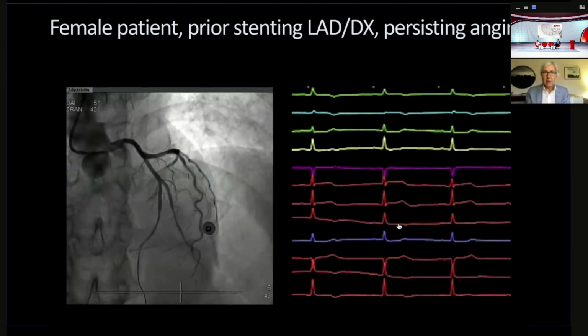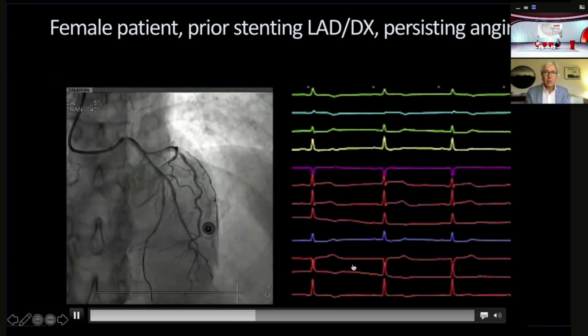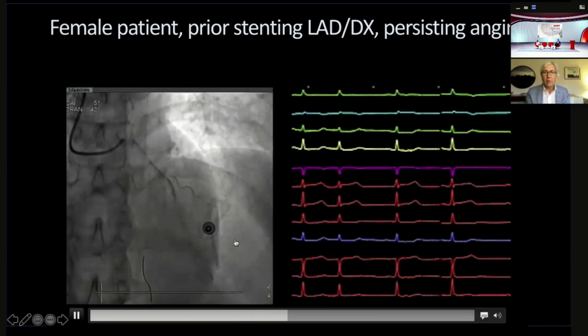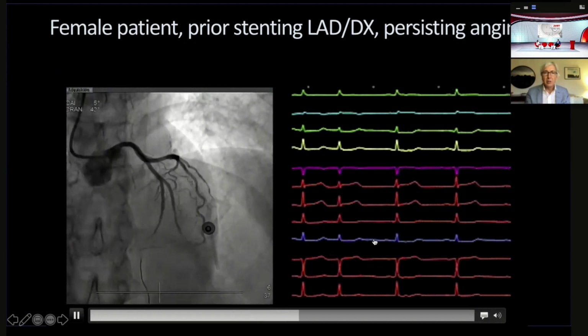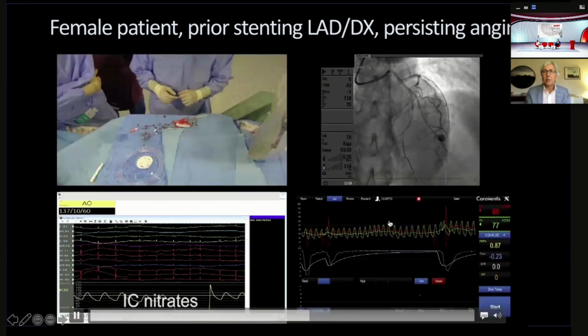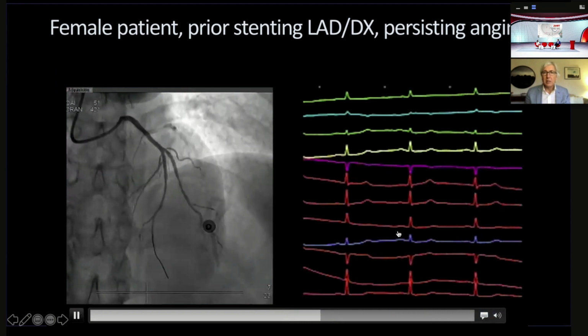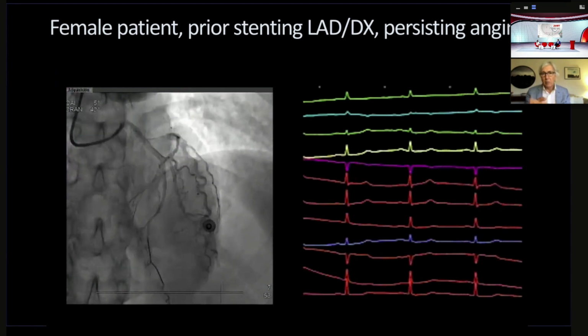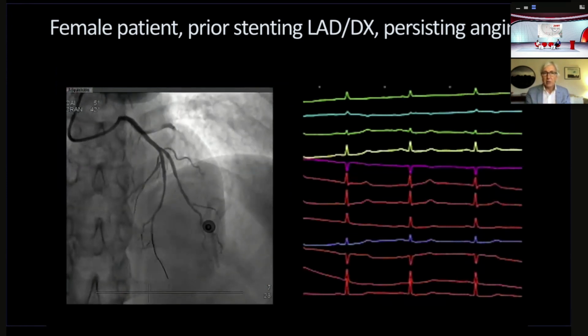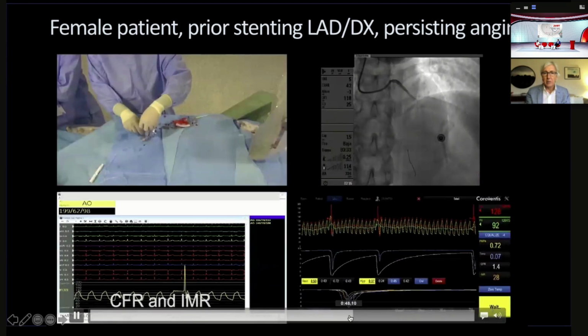But when we gave the third dose, you see this type of slow reflow, no reflow phenomenon or low flow phenomenon that happens at the same time that you have ischemic changes in the EKG and the patient had symptoms. And when we gave nitrates, of course, these symptoms disappear.